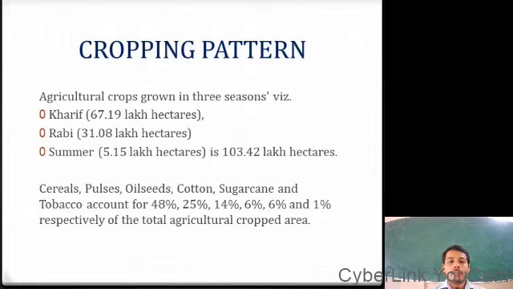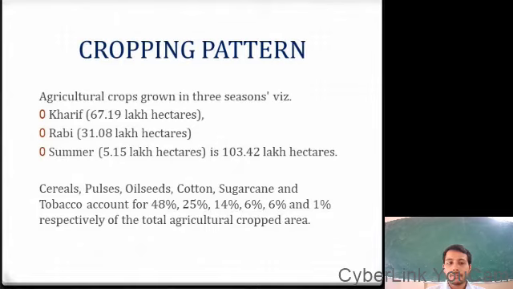Here 103.42 lakh hectares is the total area. Kharif season, Rabi season and summer season, these three seasons include total agricultural cultivation activities. Here Kharif season accounts for the highest land area of cultivation with 67.19 lakh hectares, and minimum in summer season.